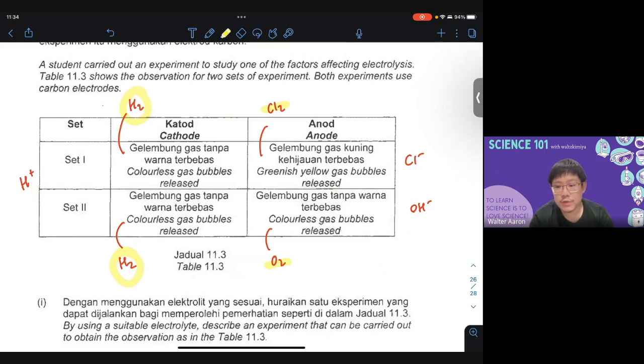There must be 2 different solutions. 2 of the same solutions, but different concentration. So for set 1, what you can do is use a concentrated salt solution that contains chloride ion. And for the second one, you can also use the same solution, but in a diluted form. So concentrated for set 1 and diluted for set 2.